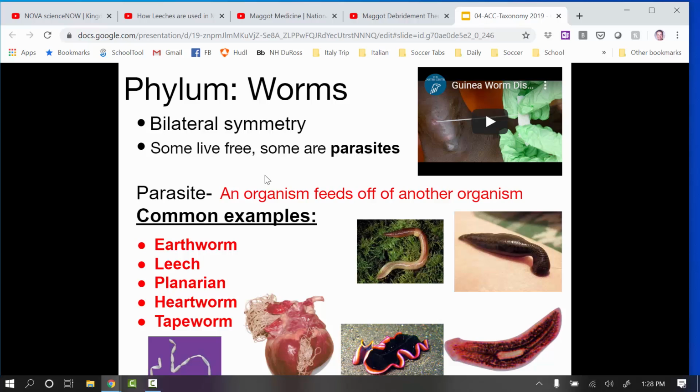They pull it out a little bit at a time, because if it breaks, then the rest of the worm goes back in and just continues to infect. They get a little bit of it, and they wind it along this little twig or a stick to get it out. Can you watch it? Yeah, in a minute. Caitlin.